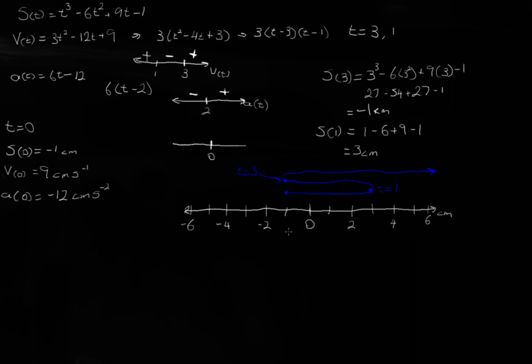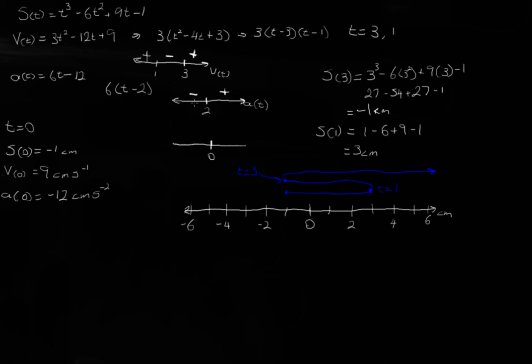Alright, so the next part of this: for what time interval is the particle's speed increasing? So we've got to think about, back to what I said earlier, that the speed of an object, again its magnitude, increases when the signs of our velocity and acceleration are the same. So they both have to be positive or both have to be negative for it to be increasing. And if it's opposite, it's decreasing. So let's have a look.